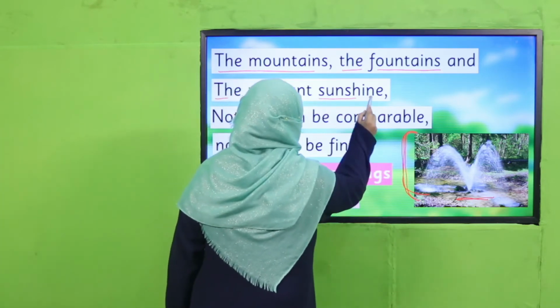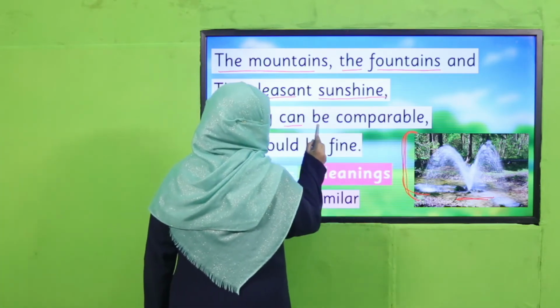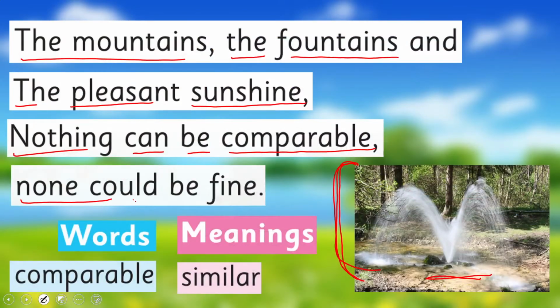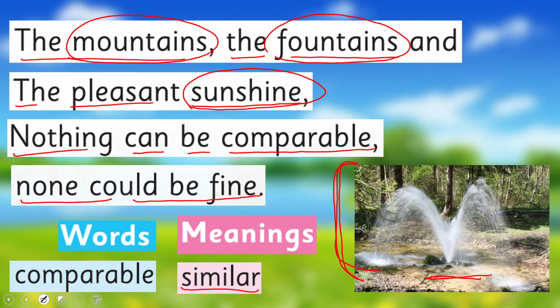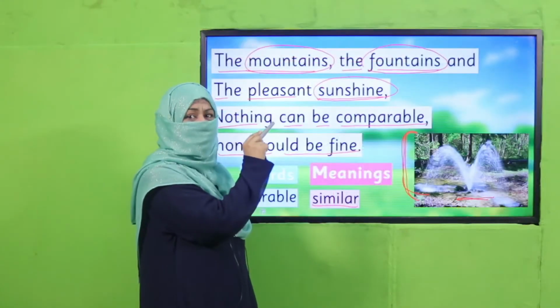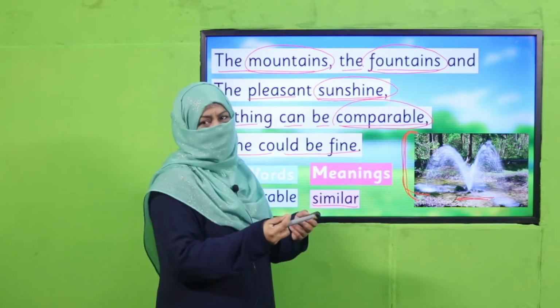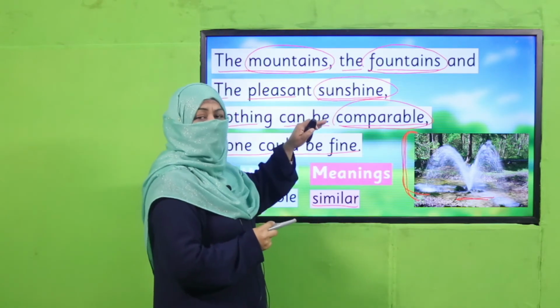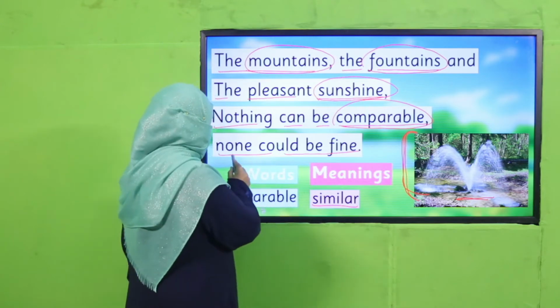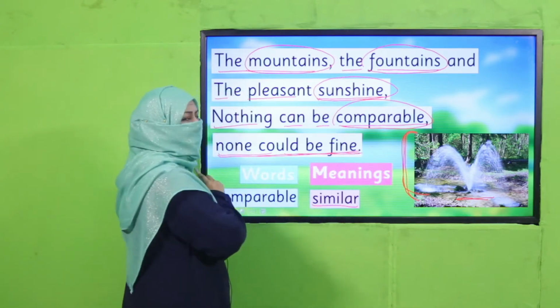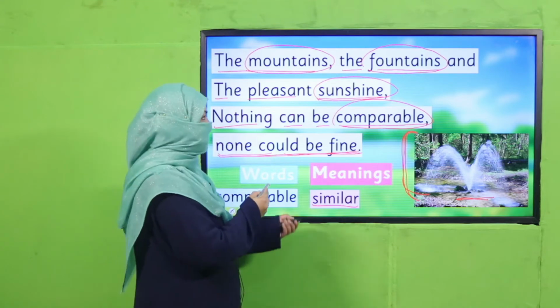The pleasant sunshine, nothing can be comparable, none could be fine. Comparable means nothing can be similar. Now what has the poetess mentioned? Mountains, fountains, sunshine, and you see, subhanallah, all these are natural things. So how can they be comparable? Can they have any example? No, because Allah has created everything the best. Okay, none could be fine. Nothing can be better than this, what Allah has created for us.